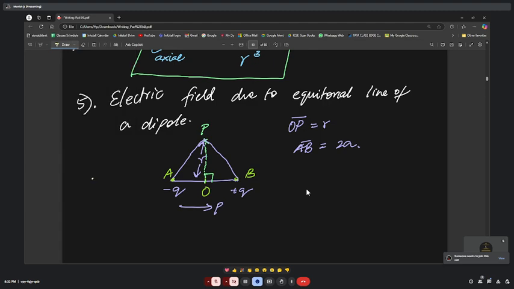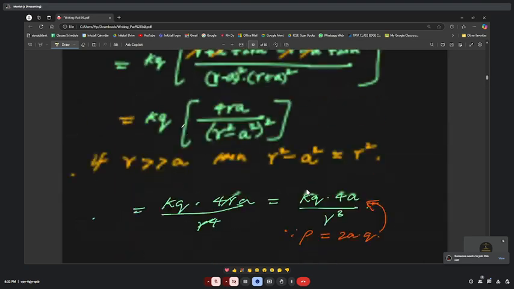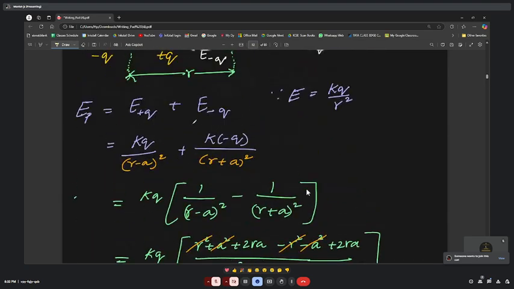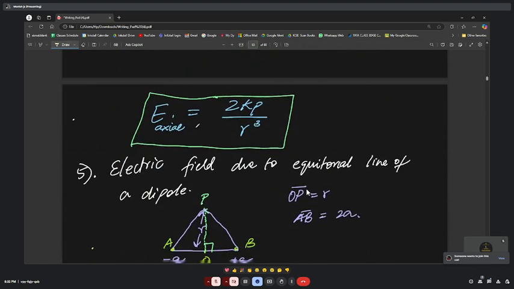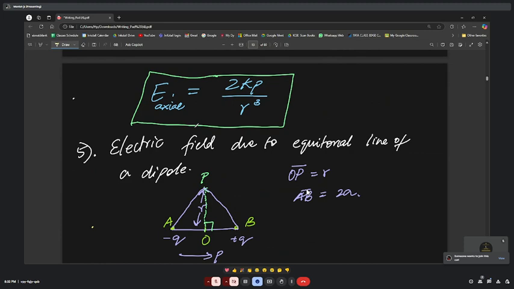So this is the electric field due to the equatorial line of a dipole. We find it like this. At point P, we now wish to find the electric field. The same methodology you will follow this time. You will simplify, and then you will get a final expression here as well. So that expression I will give to you directly.